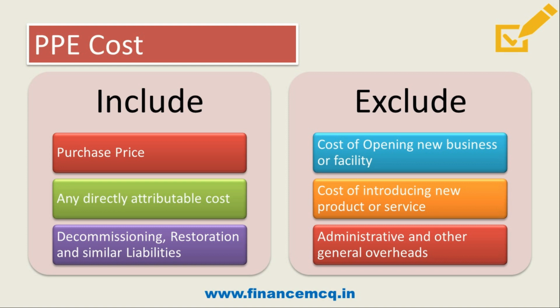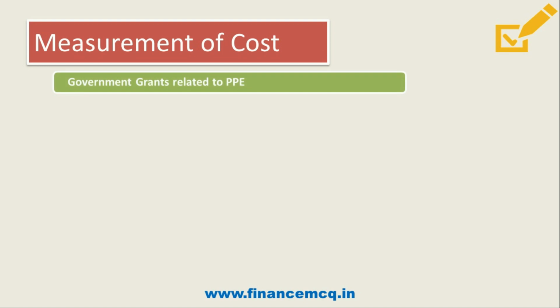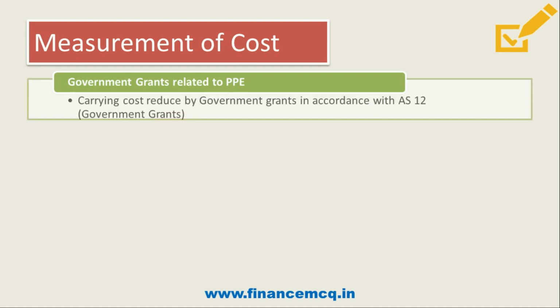Now let's move on to the next point. Friends, now let's discuss how we will measure cost under PPE in certain cases. First is government grants related to PPE. For example, for a certain asset we have received some government grant or subsidy, then how will we record it? So friends, whatever will be the carrying cost of the asset, from that we will reduce the grant in accordance with Accounting Standard 12. So if we have received any grant or subsidy from the government, then reduce that amount from the cost of an asset.